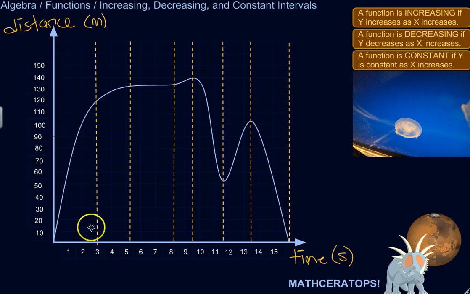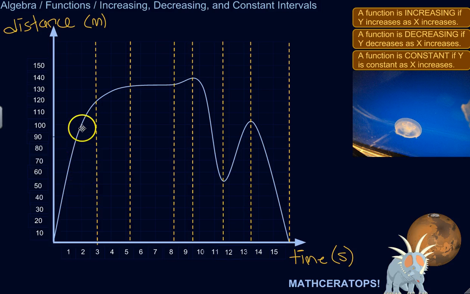So the interval from 0 to 3 seconds here, in that interval the function is increasing because as I'm getting larger and larger x values, as the time is going on, my y values are increasing. And in fact, they increase very quickly. After 1 second, the spaceship is already 60 meters above the ground.